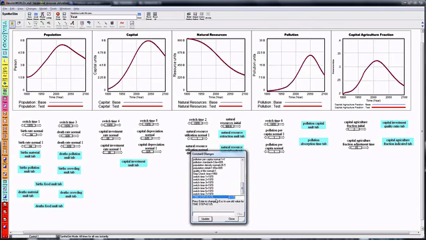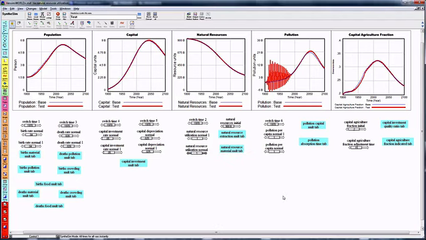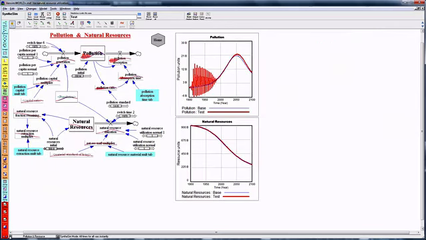Let's say we make it 2 years. What happens? Okay, so this is the kind of thing you might see if you had a model that was generating behavior as an artifact of some kind of instability. So if you look at the pollution graph here, you'll see that it's oscillating wildly. So we could go and look at the pollution sector.